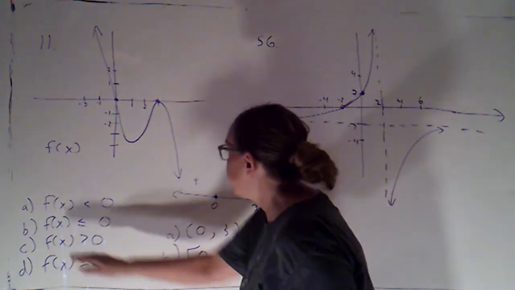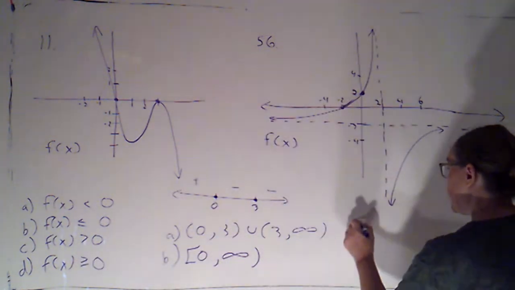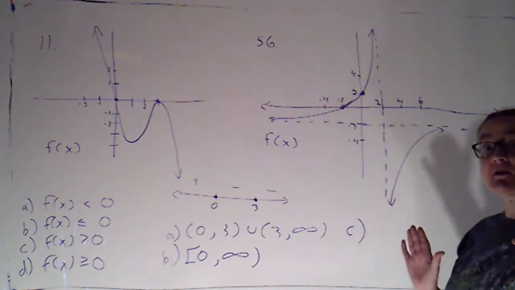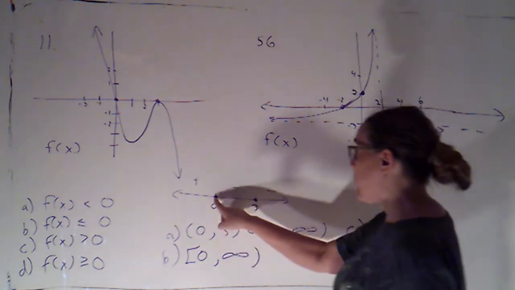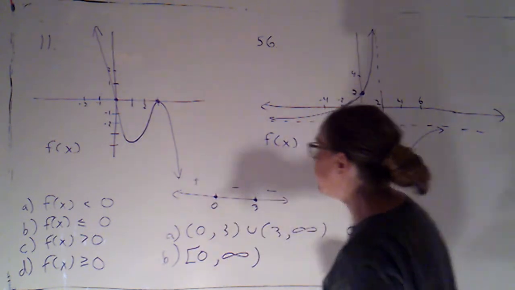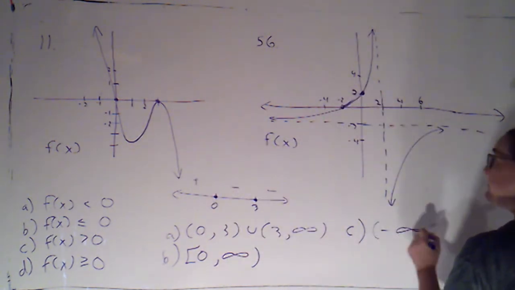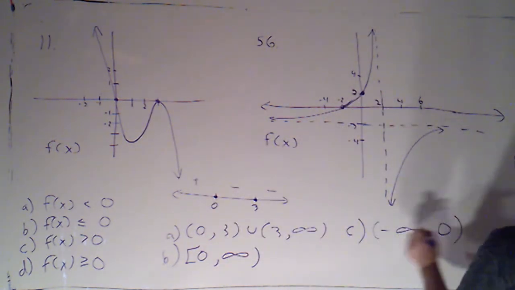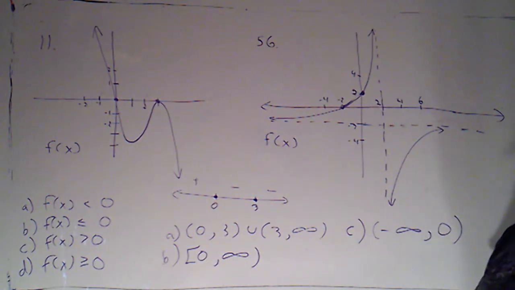All right, where is the function positive? That's part C. Now we're looking for where it's strictly positive, so that won't include the end point of that interval. So that's going to be just from negative infinity to 0, not including 0.